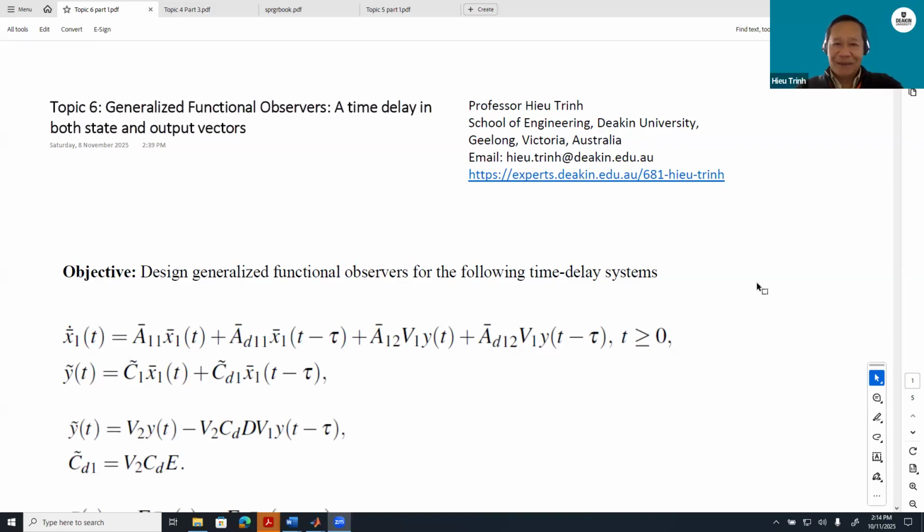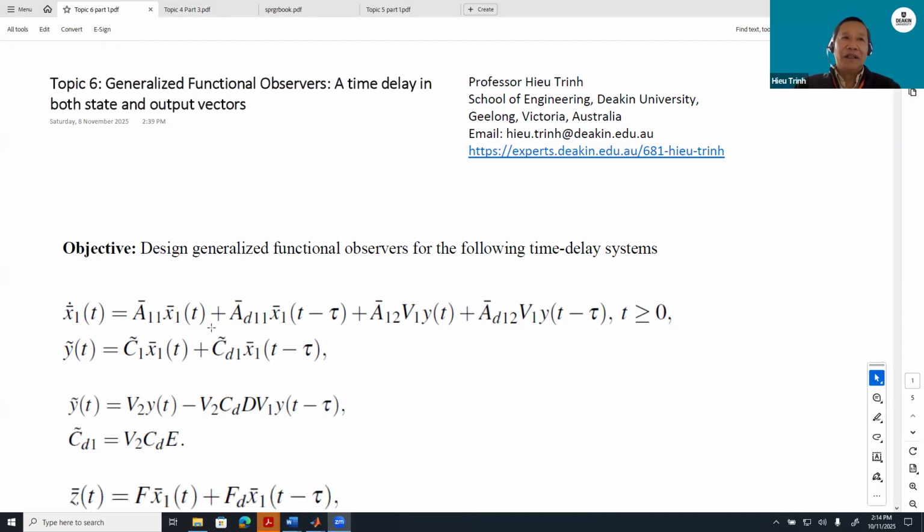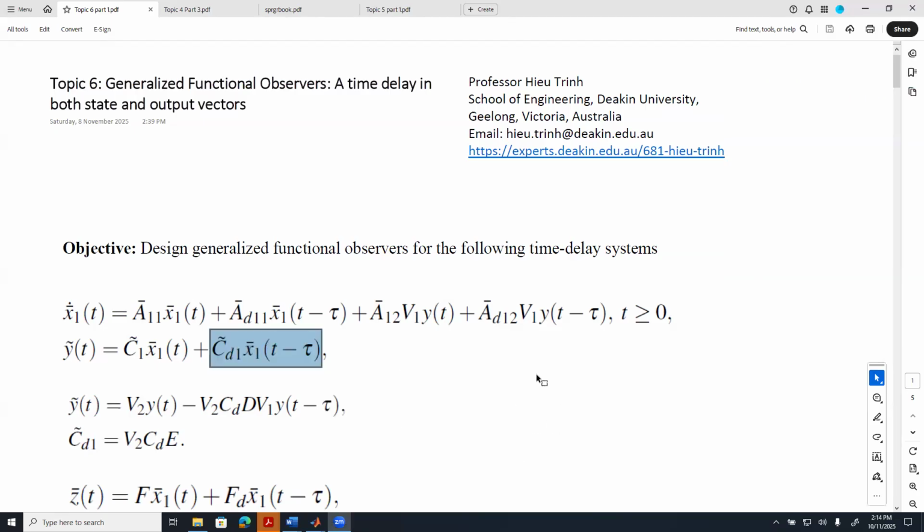Hello and welcome. In this presentation, we see topic 6, where we look at design of generalized functional observers for the following time delay systems.